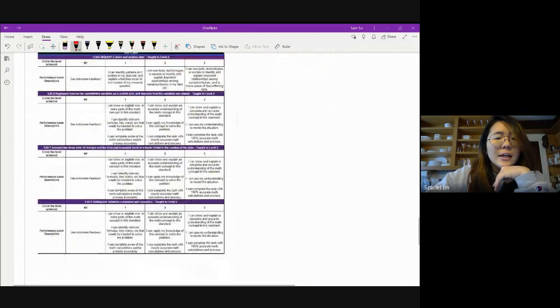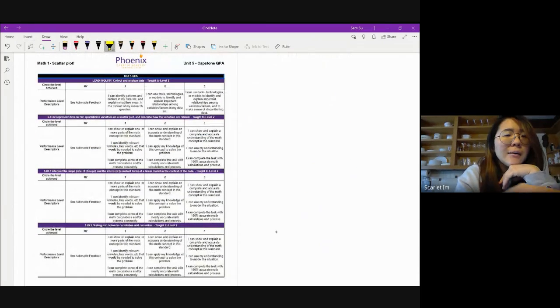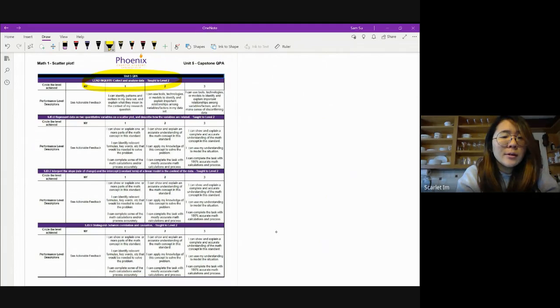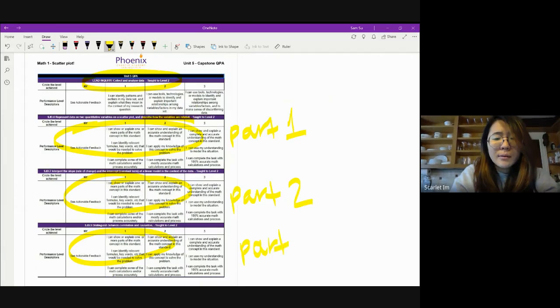I'm going to go look at the last page. This is our rubric, right? So just like on the first page, I'll be grading you on your ability to lead inquiry and collect and analyze data. I want to be able to see that you can do these standards. So this is going to be part 1, this is part 2, and the last rubric is part 3.